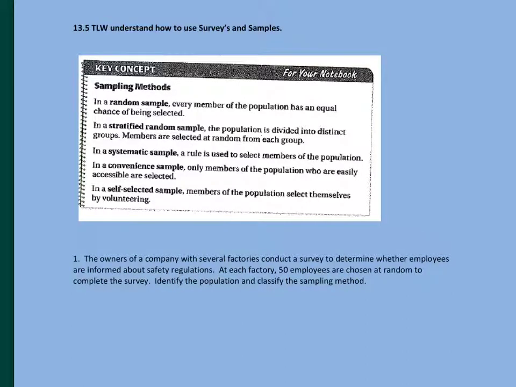Alright guys, today's goal, the learner will understand how to use surveys and samples. So we have different sampling methods. In a random sample, every member of the population has an equal chance of being selected. That's key. In a stratified random sample, the population is divided into distinct groups and members are selected at random. Systematic sample means there's a rule used to select.